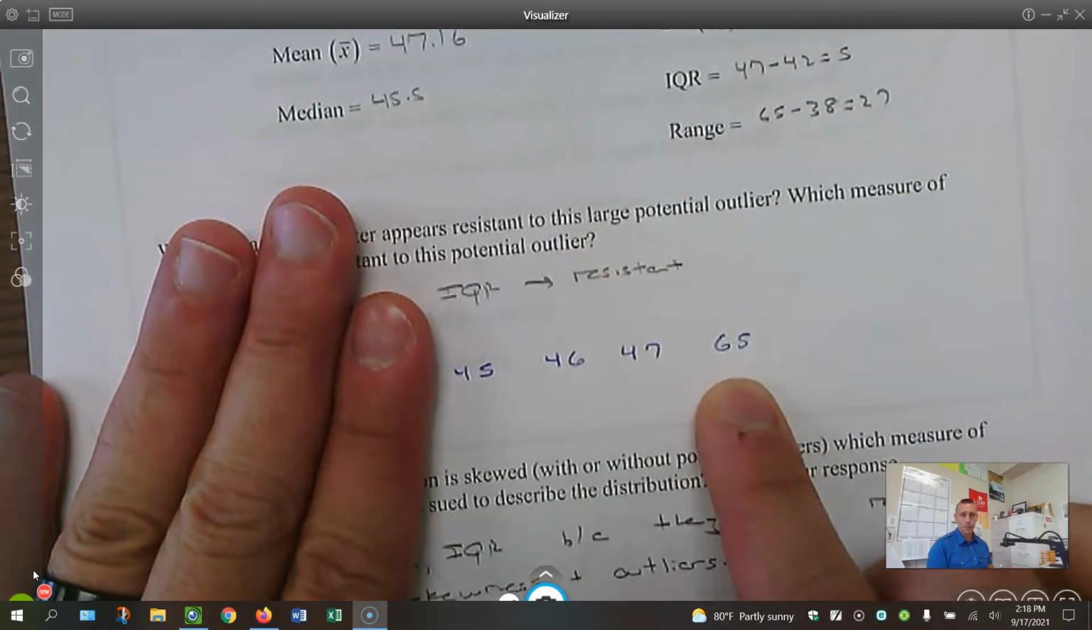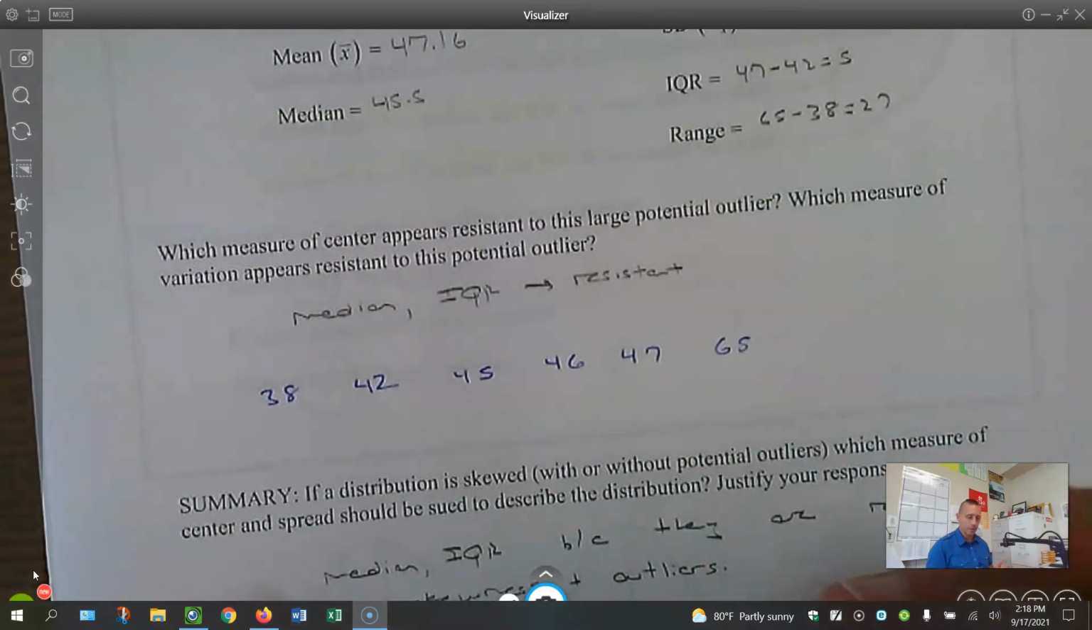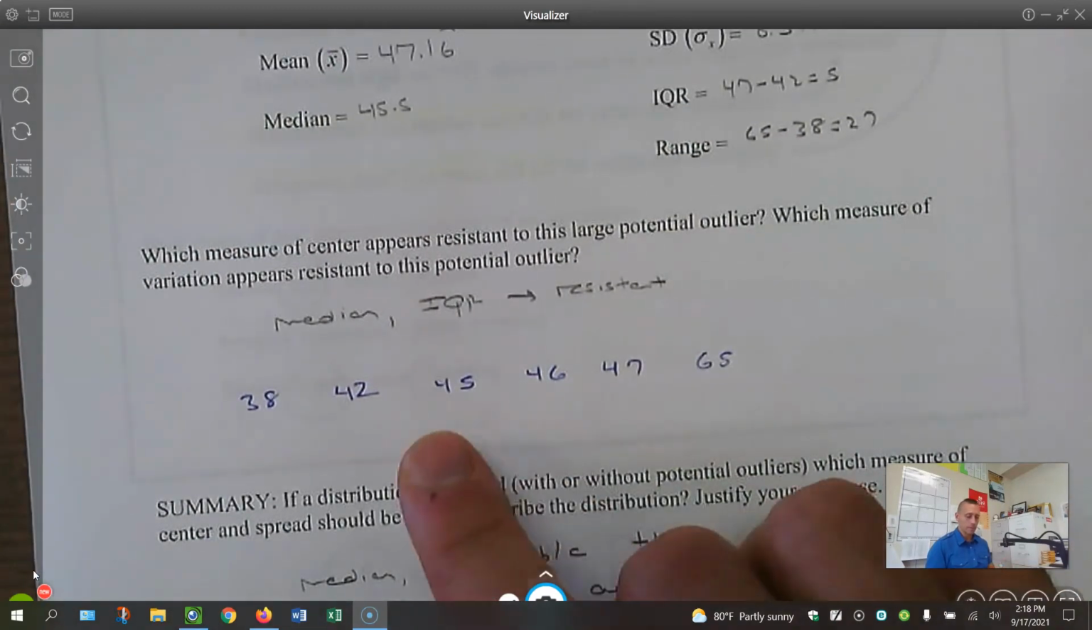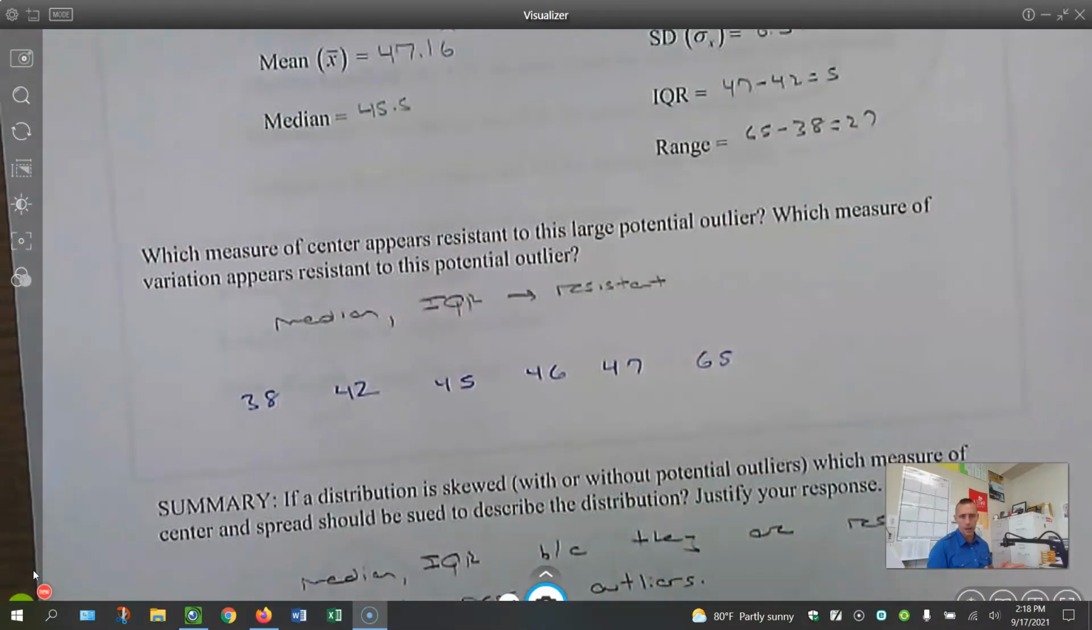I could put 10,000 here. It's still going to be the average of those two numbers. The IQR is very similar. Once you find the median, you're finding the middle of the lower half of the data, the middle of the upper half, and subtracting the two.